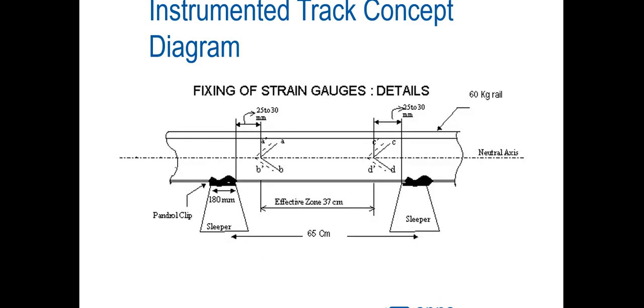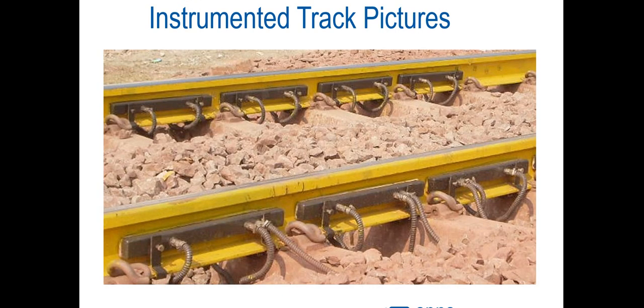So this is how you fix on it. This is generally fixed on a 60 kg rail. This is the distance between the sleepers. These are mostly technical details, so I'll just skip over this in this introductory class. This is how it looks in practice. Here you can see the strain gauges fitted on the track. These are the cables carrying the signal.